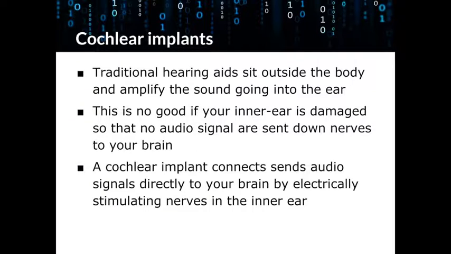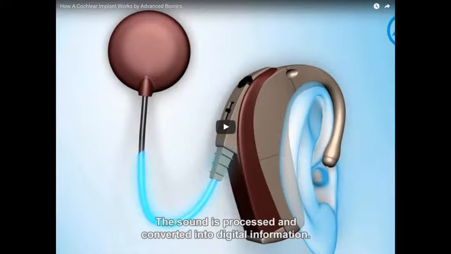A cochlear implant overcomes this by connecting directly to the nerves in your inner ear, and what it does is it receives audio signals and it sends them straight to the brain. So it's not actually using any of the mechanical internals of your ear at all. It's bypassing it, and it's got this direct connection by sending the electrical signal straight through the nerves into your brain. It's really quite mind-blowing.